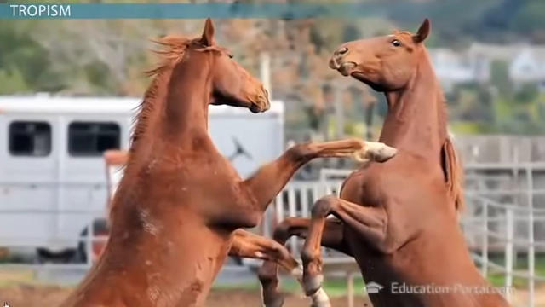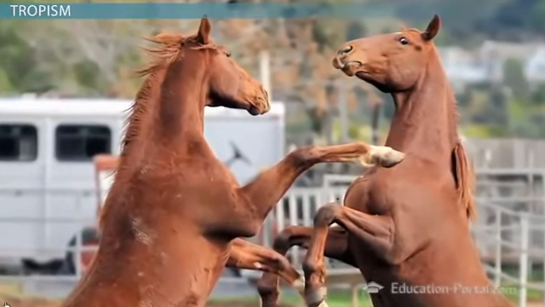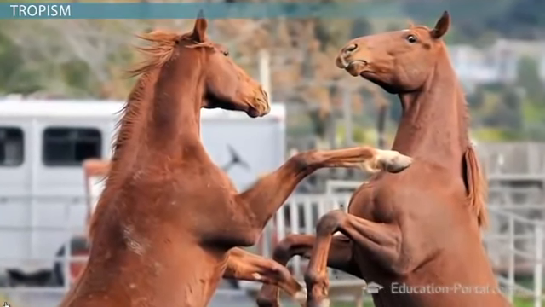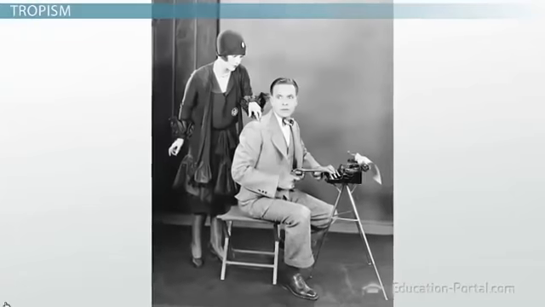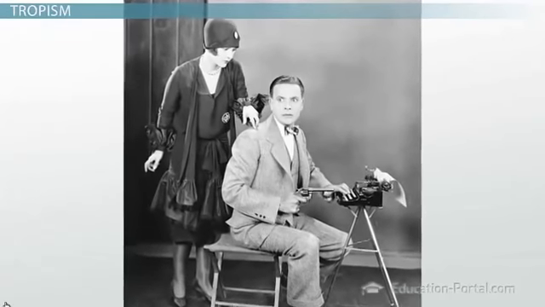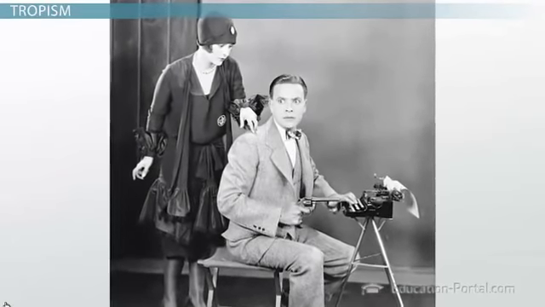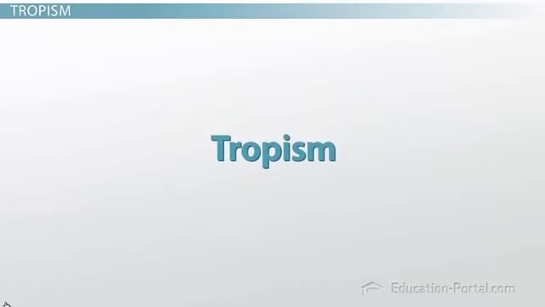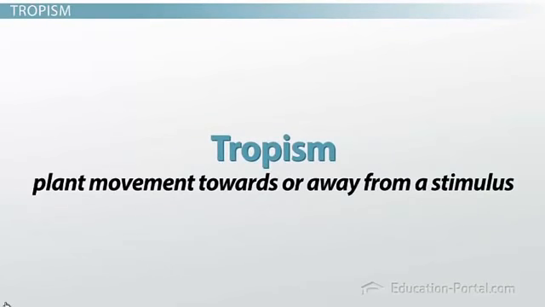When animals, including humans, respond to a stimulus, which is something that causes a response, we call it a reaction. For example, if someone touches your arm, you generally turn to react. In plants, the response to a stimulus is known as a tropism. This plant movement towards or away from a stimulus can come in many forms.